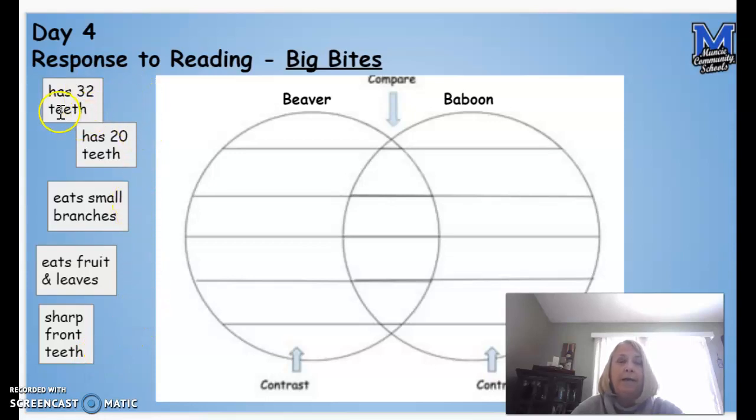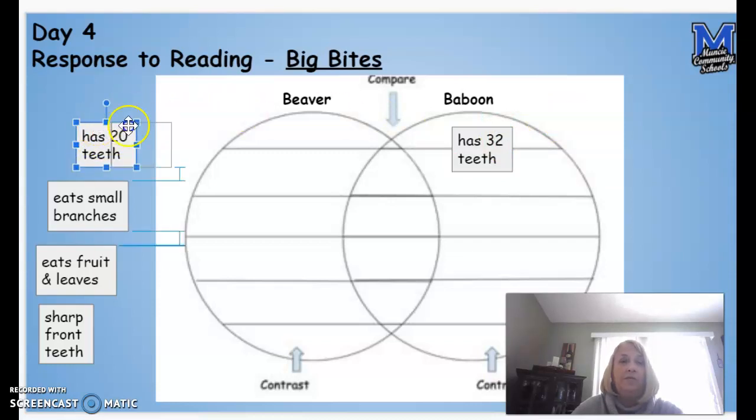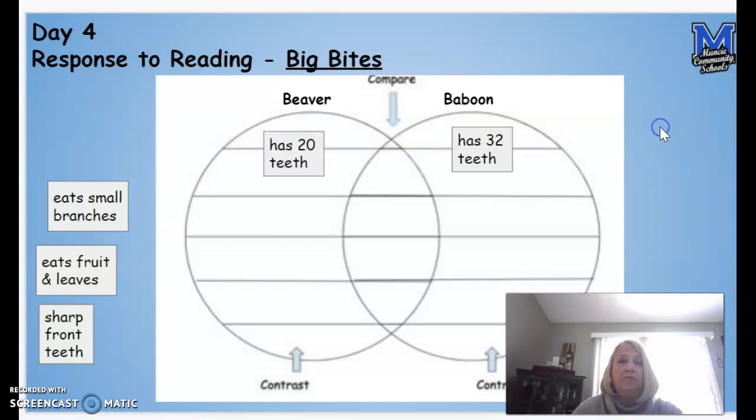Which one had 32 teeth? That was the baboon, and so you would move that over in the circle underneath baboon. Which one had 20 teeth? That would have been the beaver, so you'll move that over underneath the beaver.